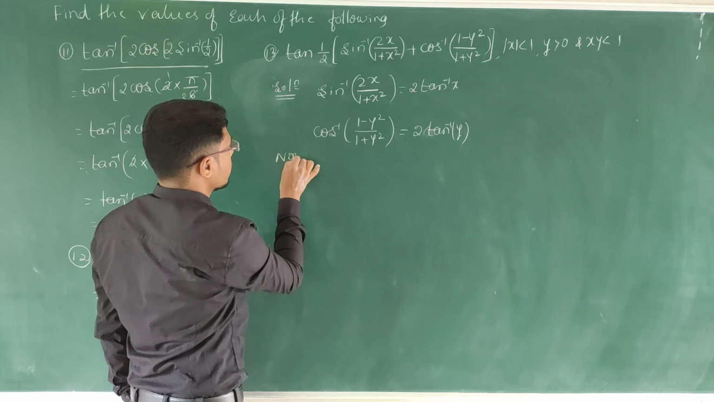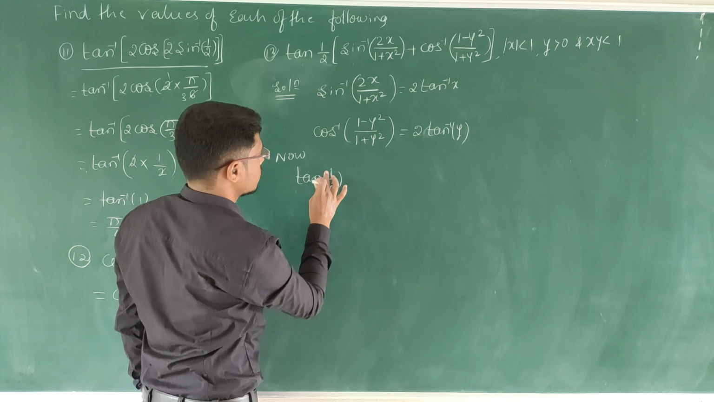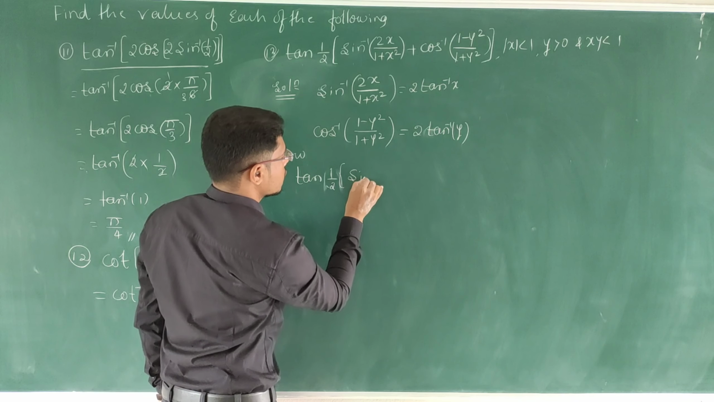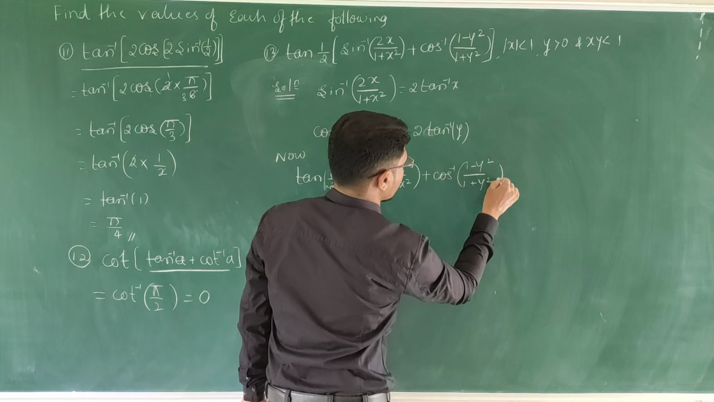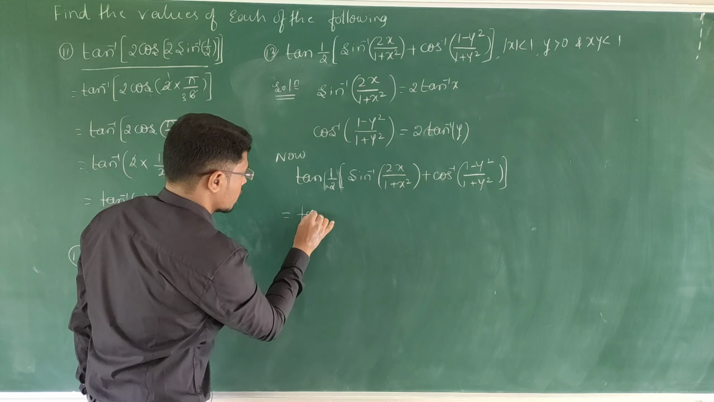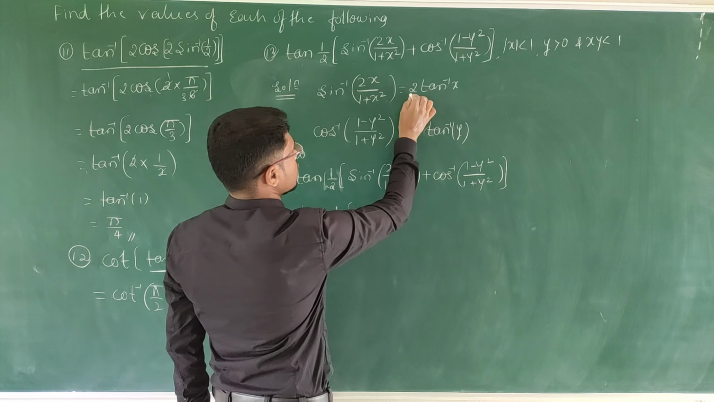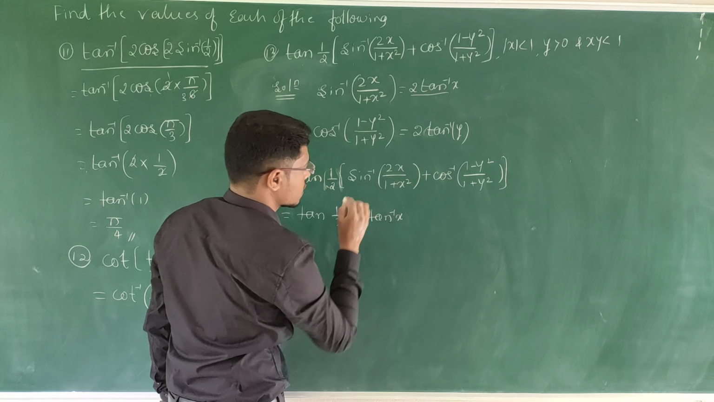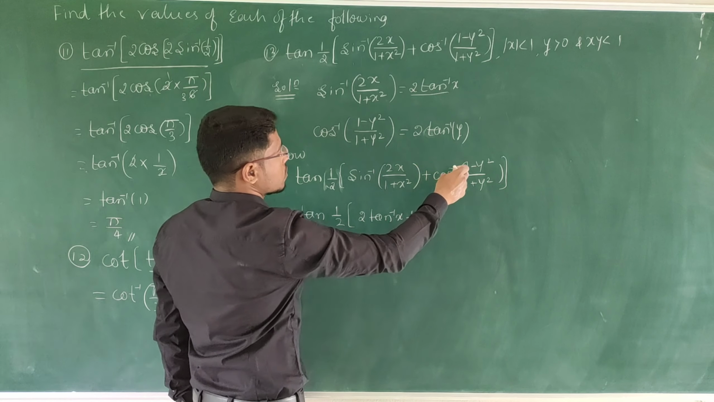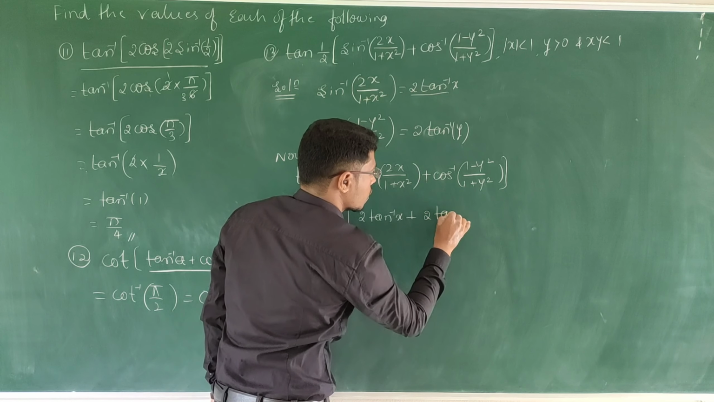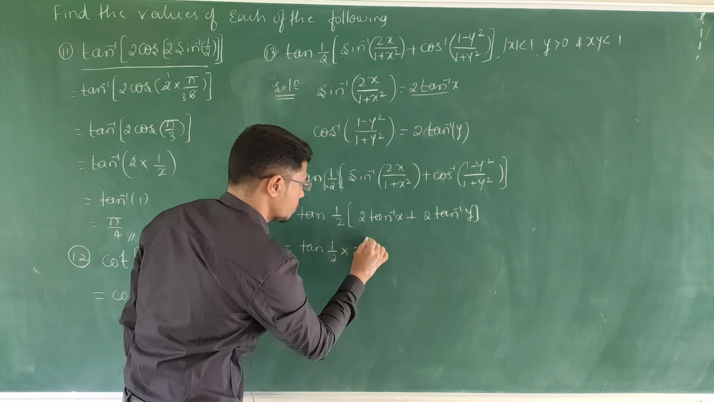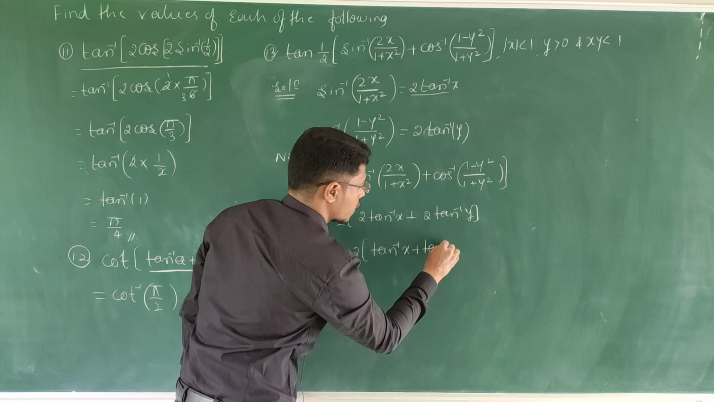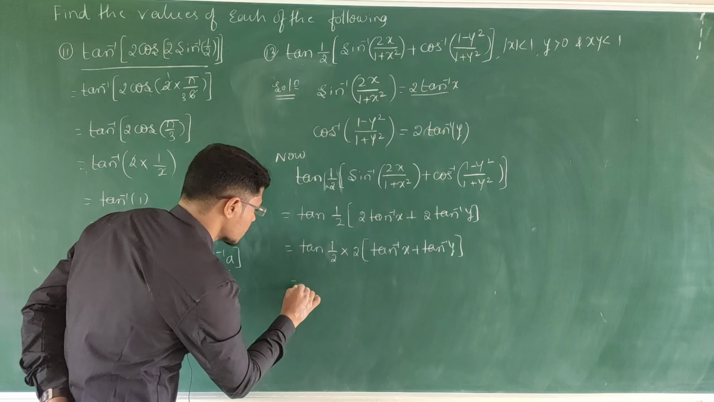So now it will become tan half into sin inverse of 2x divided by 1 plus x square plus cos inverse of 1 minus y square divided by 1 plus y square, which is equal to tan 1 by 2 into 2 tan inverse x plus 2 tan inverse y. Take 2 common from this: 2 times tan inverse of x plus tan inverse of y, and the 2s cancel.